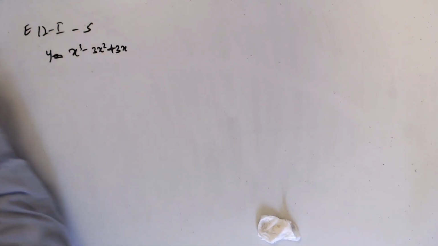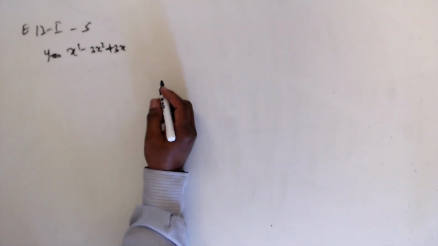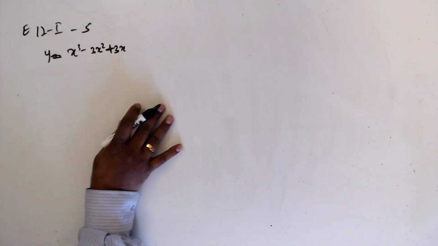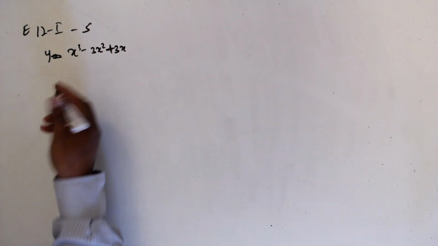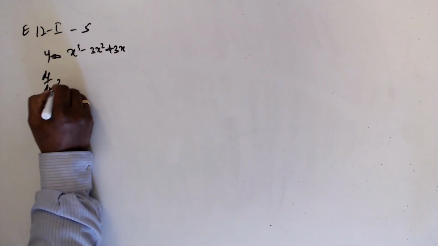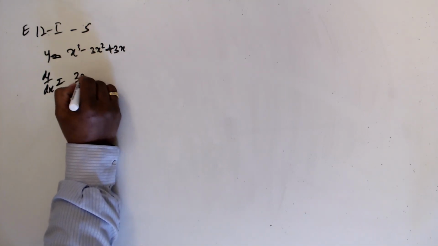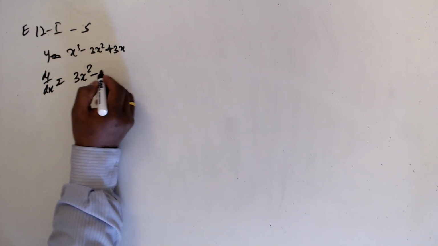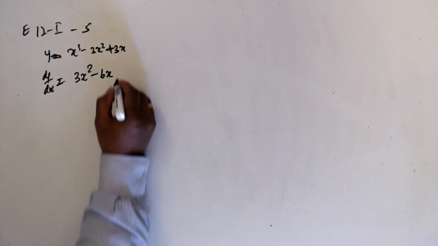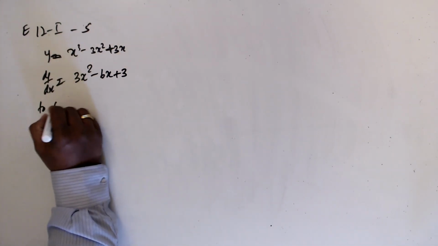Question number 5. We don't need to sketch this one, but we want to find the minimum and maximum. So what shall we do? As usual, we get dy by dx, which is 3x squared minus 6x plus 3.